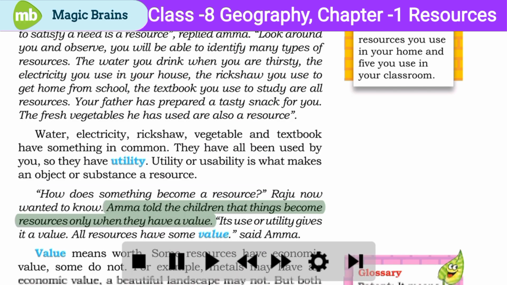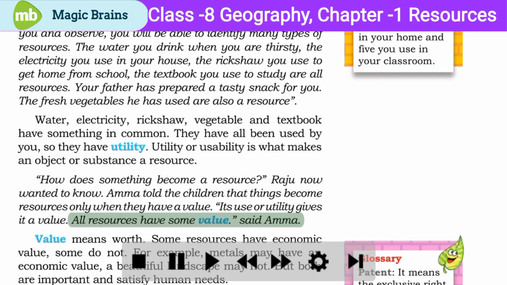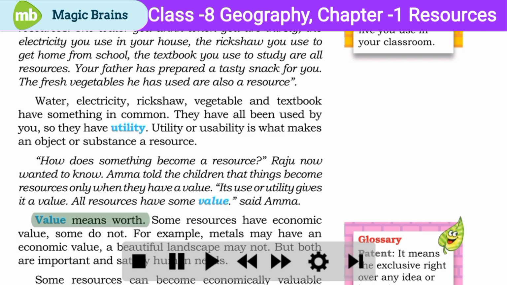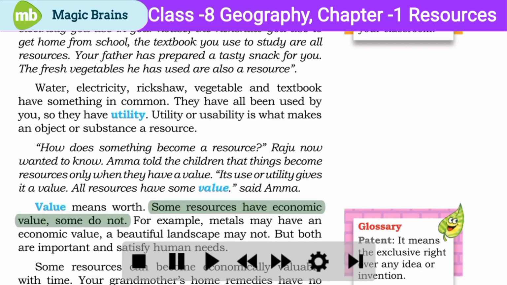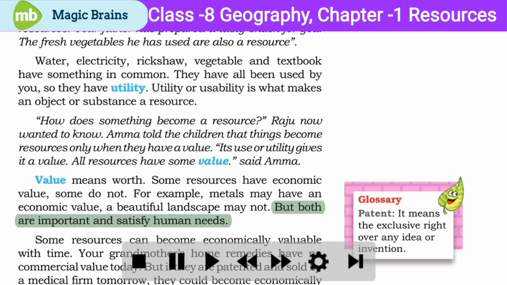Amma told the children that things become resources only when they have a value. Its use or utility gives it a value. All resources have some value, said Amma. Value means worth. Some resources have economic value, some do not. For example, metals may have an economic value. A beautiful landscape may not. But both are important and satisfy human needs.